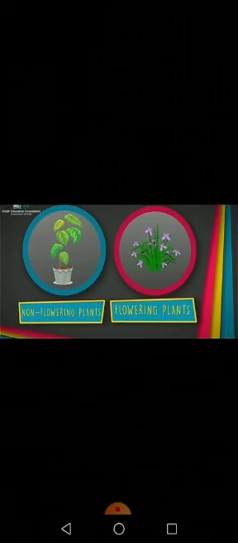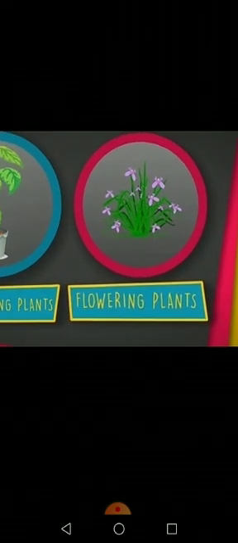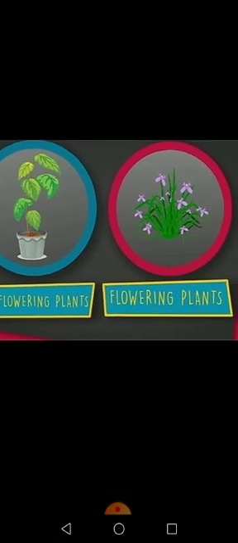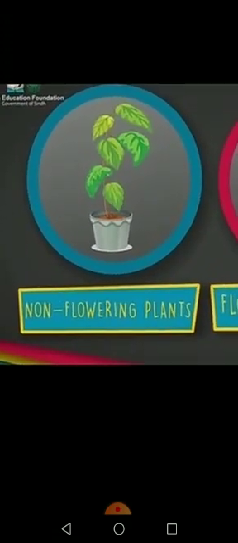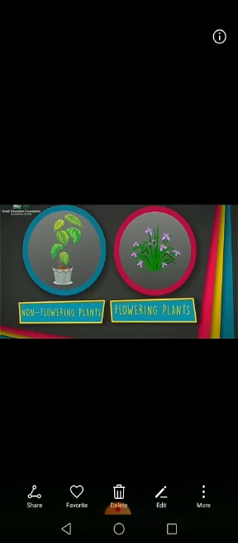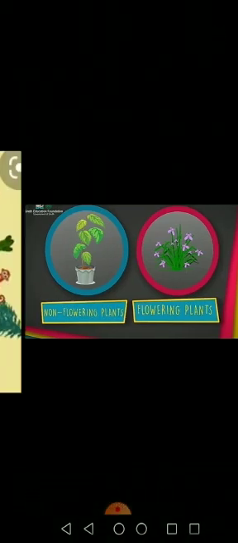As I have told you, scientists have classified plants into two major groups: flowering plants and non-flowering plants. You know very well that flowering plants are those which have flowers and non-flowering plants are those which have no flowers. So this was all about the classification of plants, and the second one is biodiversity.